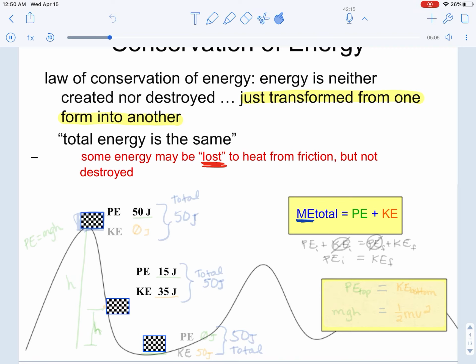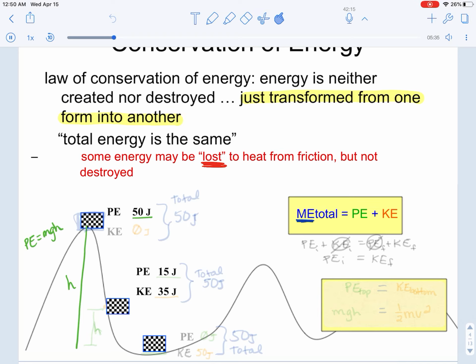Based off of our hill's height, we can say that PE equals mass times gravity times height. And if we knew all the values, we could simply calculate that. And let's say that we calculated a value of 50 joules.